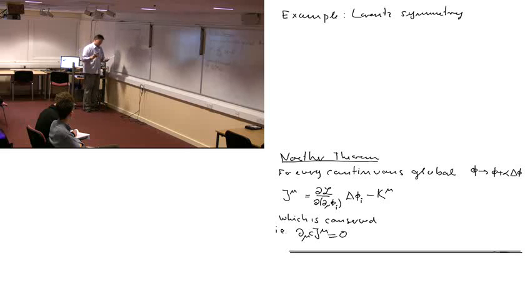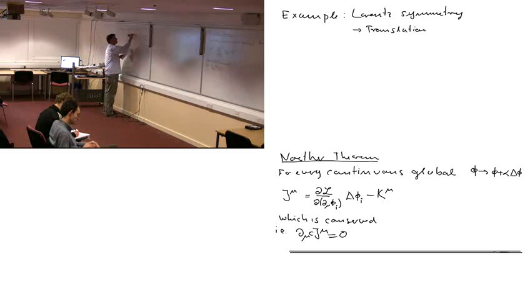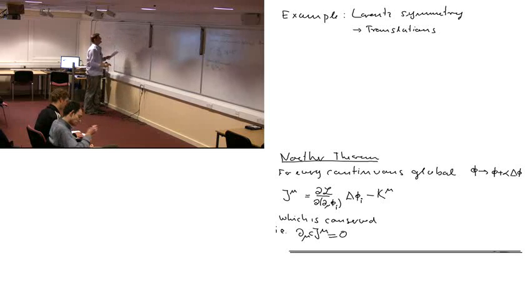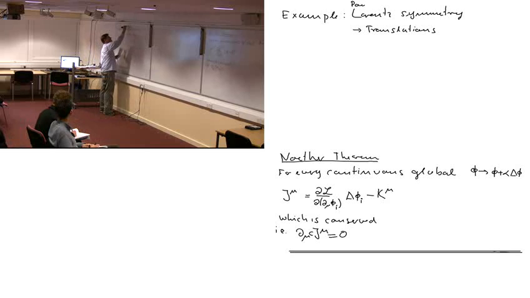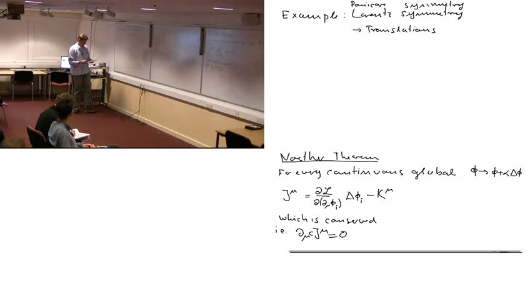Just as an example, I'll not do the full Lorentz symmetry. I'll go for translations. And actually, translations, I shouldn't call it Lorentz symmetry. I should call it Poincaré symmetry. Because Lorentz symmetry, if you take it very strictly, is just the rotations and the boosts, whereas Poincaré symmetry contains the spatial and time translations as well.